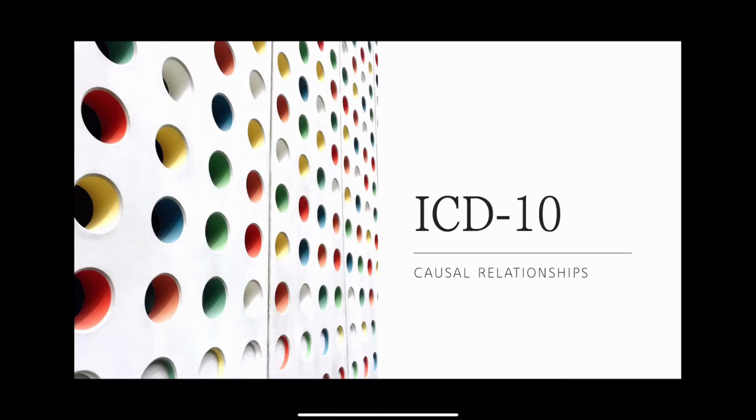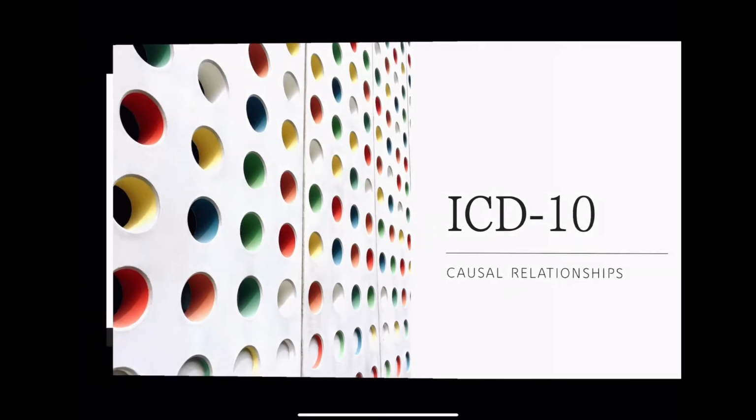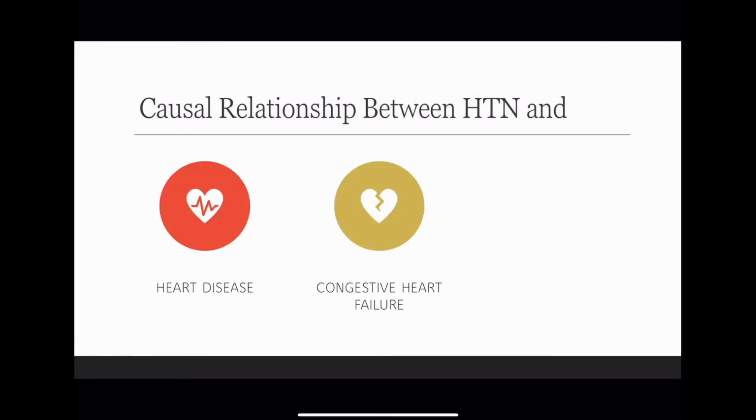Everybody, it's Angie the Coder, and today I'm going to come to you with a video about an ICD-10 guideline that gives some coders difficulty, but it shouldn't because it's really not that hard as long as you have the right resources, which I'm going to make sure you have. Make sure you have all you need to do a great job of ICD-10 coding causal relationships, specifically the relationship between hypertension and heart disease, congestive heart failure, and chronic kidney disease.